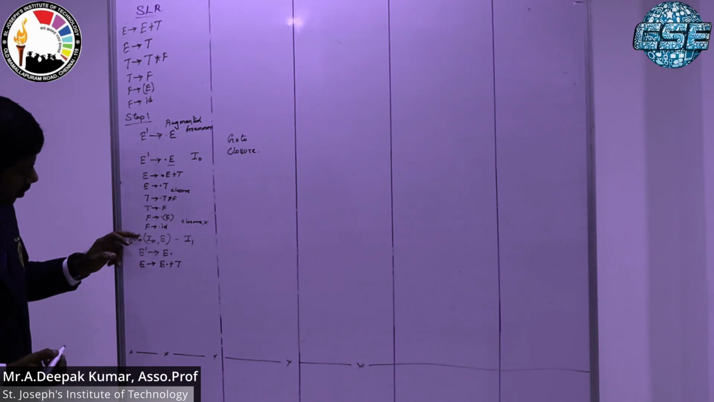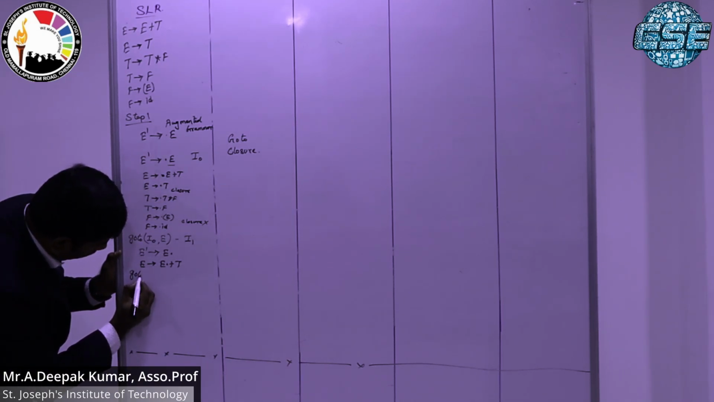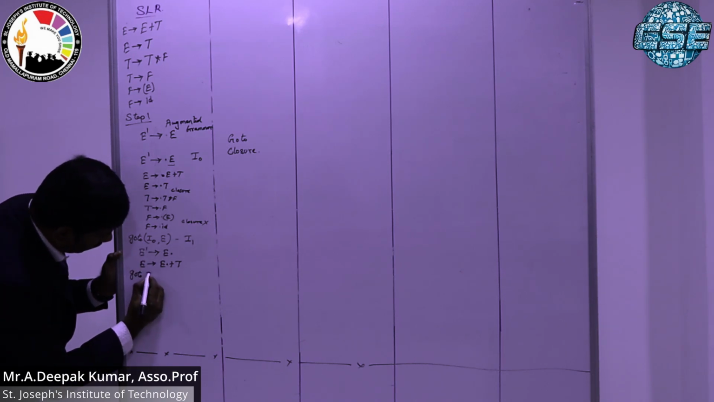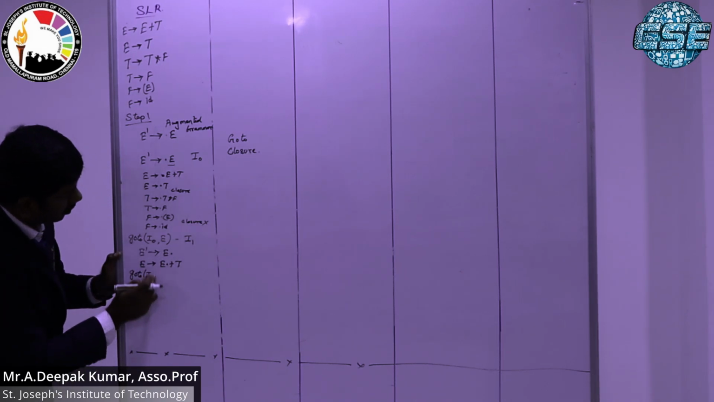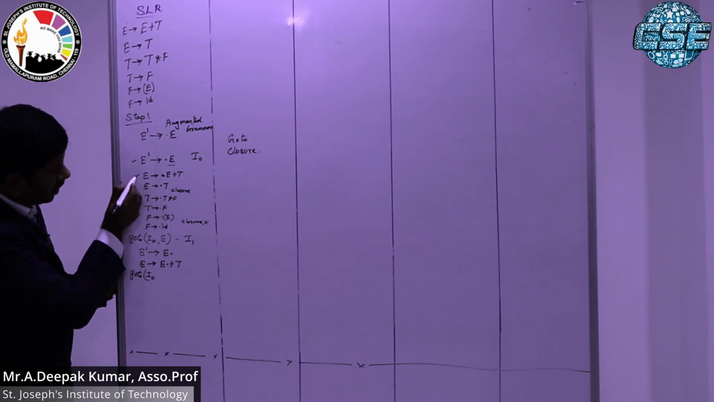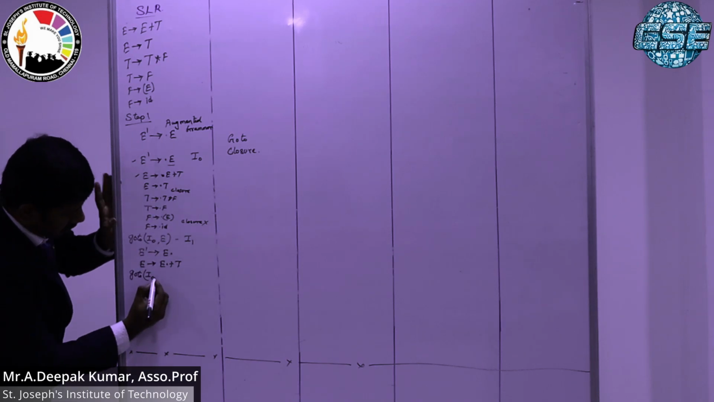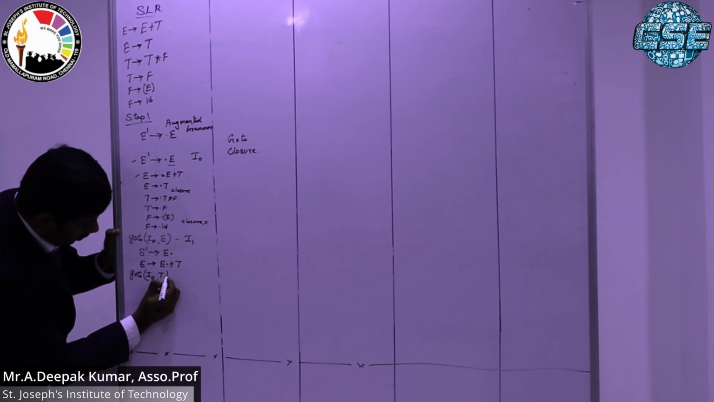The same way we are going to do it for all the remaining ones. So next step, go to of I0. I am using the same state I0. Since I have completed E, just for our understanding I am giving a tick mark here. So next I need to do it for T. So go to of I0 comma T.